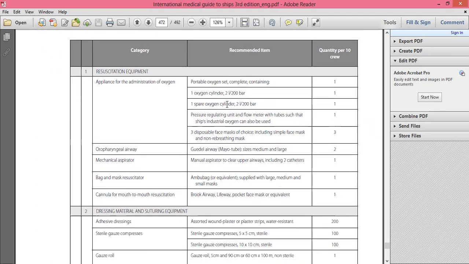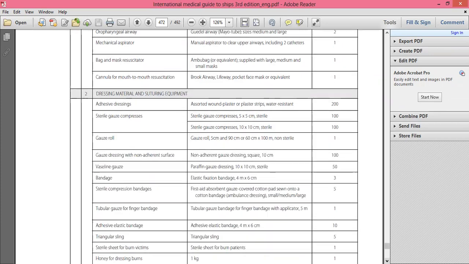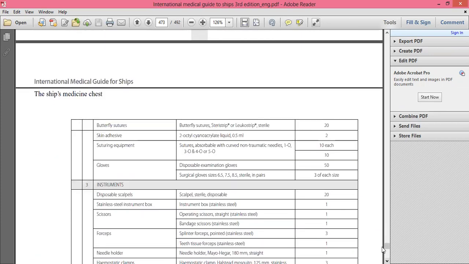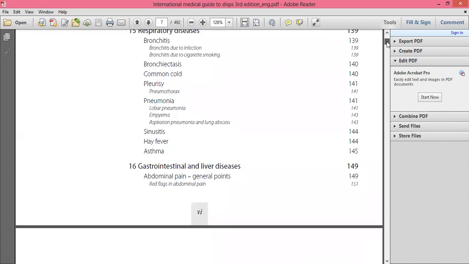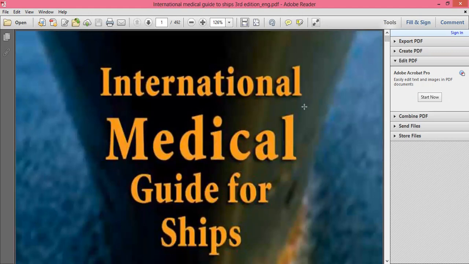All right. Okay, so gentlemen, this was about the medical guide for ships, the international medical guide for ships, the equipment required, and what all information is available to us in this book.